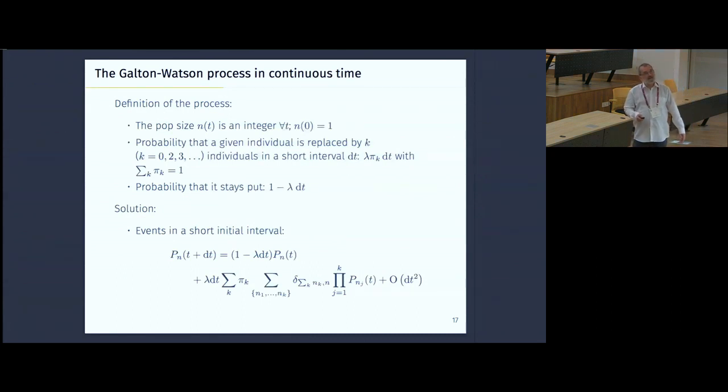So what is the probability that, so the solution, you look at the events in a short initial interval of duration dt, and then the probability of having n individuals at time t plus dt is given by 1 minus lambda dt times the probability of having n individuals at time t, plus the probability that something happens, which is lambda dt, times the sum over k of pi k, which is the probability that it is replaced by k offspring, or k which is 0, non-zero offspring. Here we have the usual condition that the total number of offspring must be equal to n in this case, and then we have again the product of the probability for the different sizes of the descendants of each individual offspring.